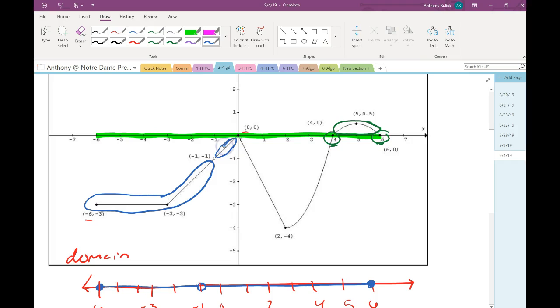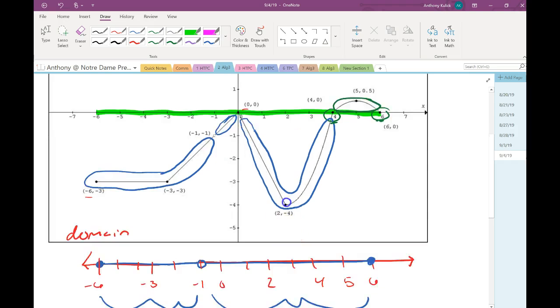Then I'm going to have another negative part there. Notice I'm stopping because there's a 0 there at 0. The graph is on the x-axis. And then my last negative part is this piece here. Everybody agree with that?